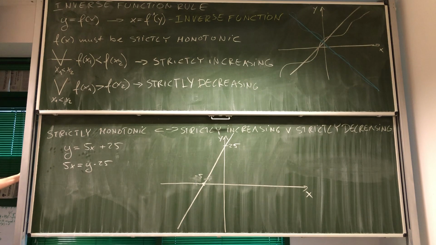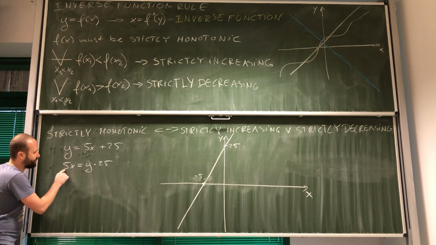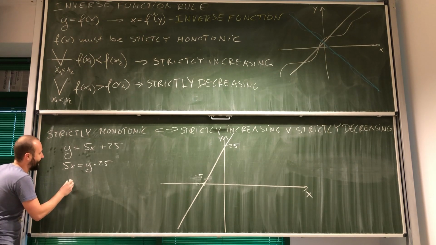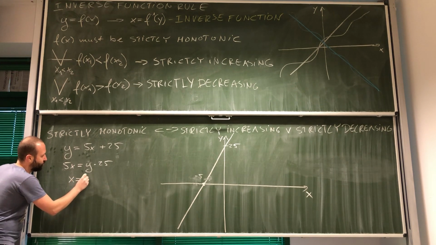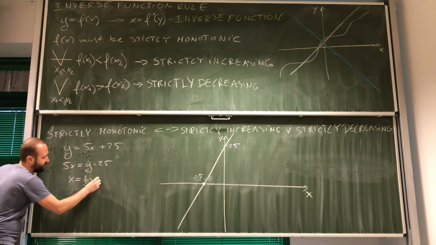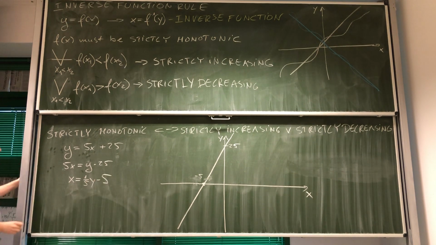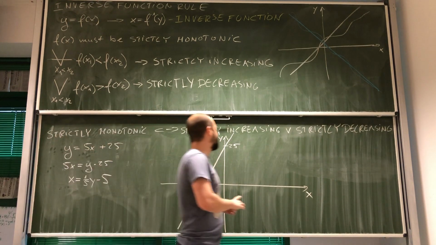Okay, now we see that if I want to solve this, I need to divide both sides by x. And I'm getting that x is equal to 1 over 5y minus 5. Okay, now, what do I need to do next?